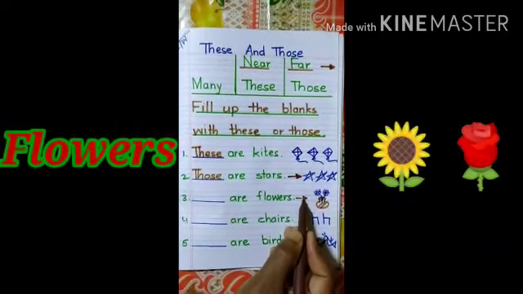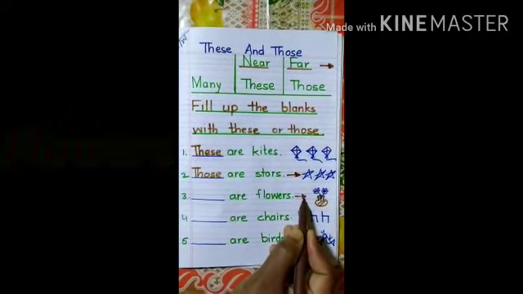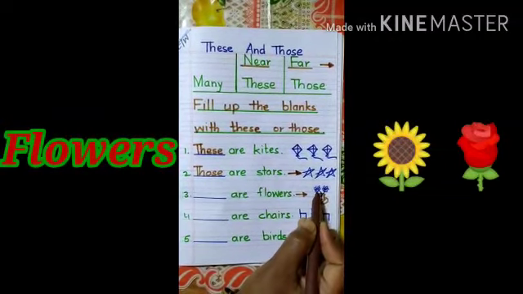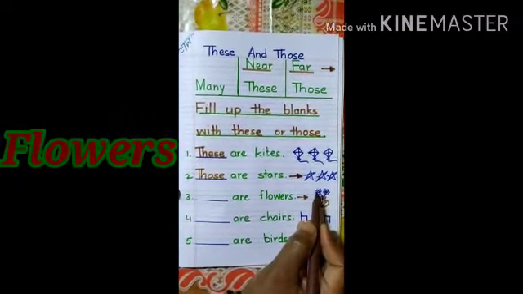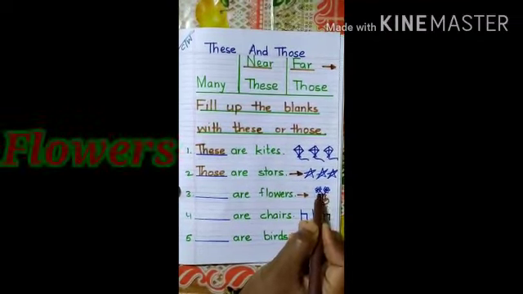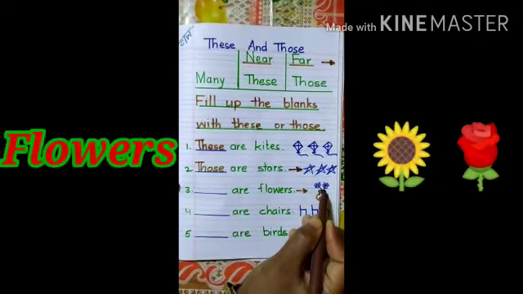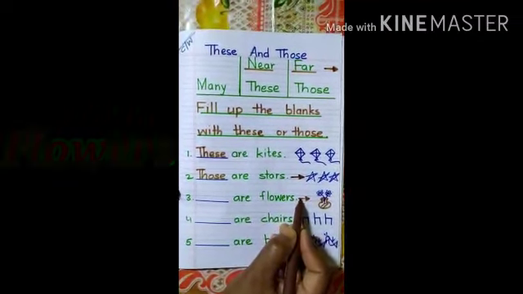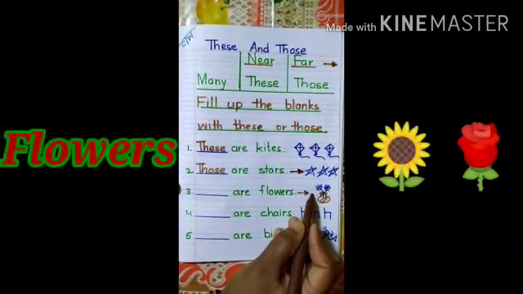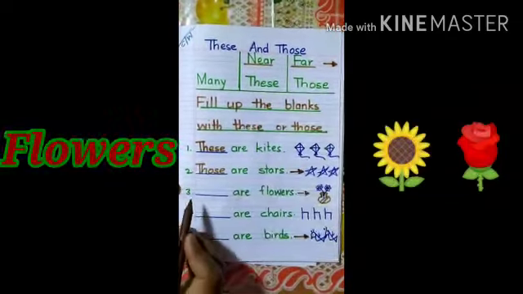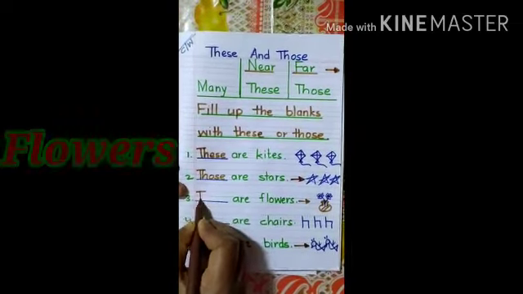Now you can see in the third sentence, dash are flowers. So there's an arrow here. You can see arrow is there. How many flowers is here children? Count the flowers. 1, 2. So it is more than 1? Yes. An arrow is also there. That tells that it is far. So for far, what you have to write children? Those.